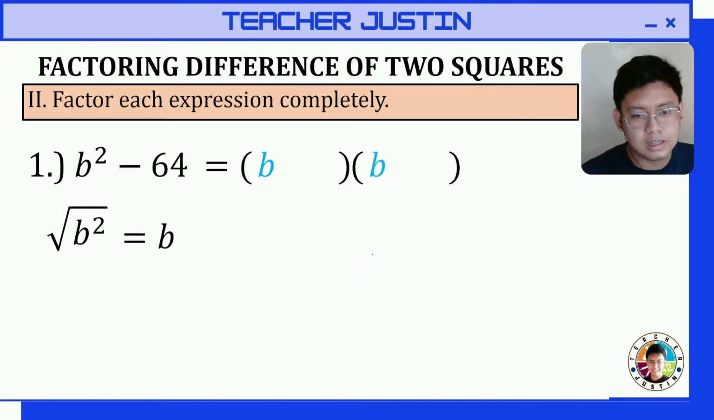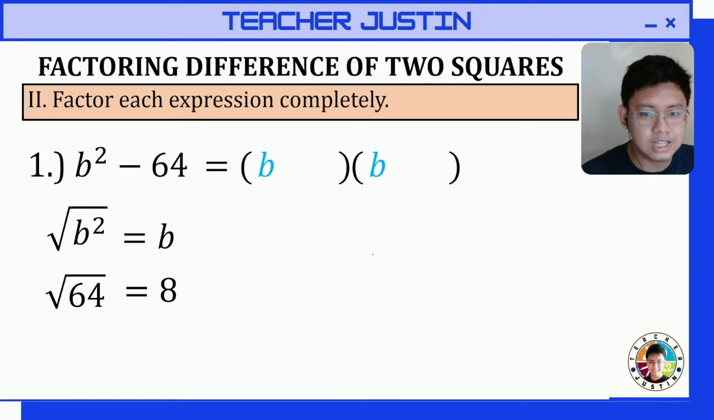Okay, next, we get the last term and get the square root of that last term. So, we get the square root of 64. So, the square root of 64 is 8. Pukopyahin natin yan at ilalagay natin sa last term ng bawat group. So, we will have 8 here sa first group natin. Sa second group naman, 8.